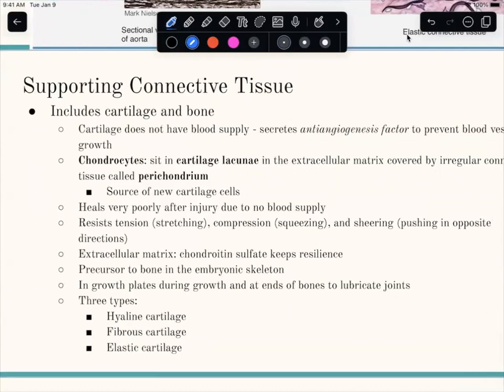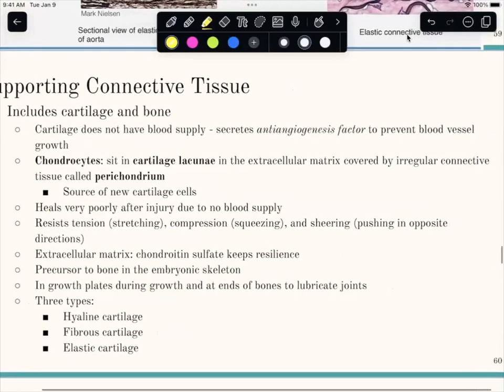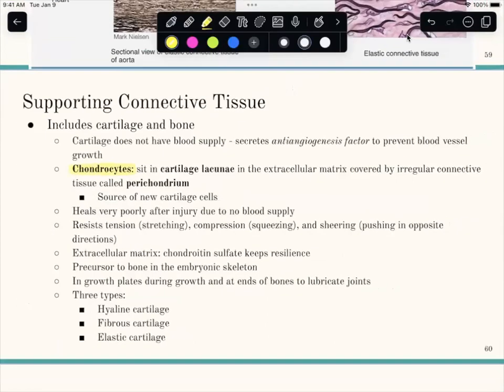Cartilage is another type of connective tissue. In the connective tissue we were looking at before, they have fibroblasts. In cartilage, these cells are called chondrocytes. Chondro means cartilage. So we're going to have these chondrocytes, or cartilage cells, in what are known as lacunae.